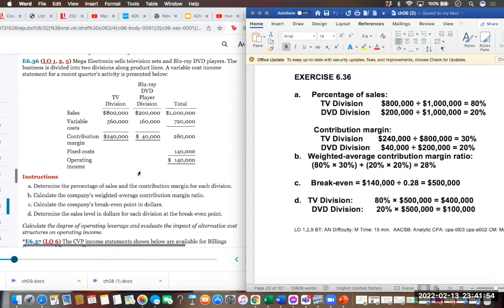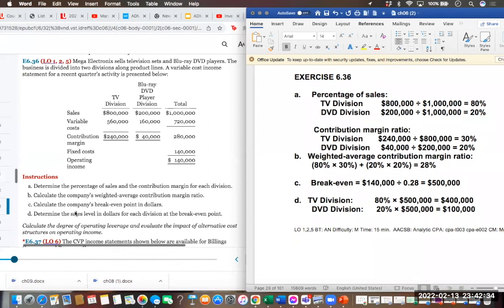What about the contribution margin? Same thing. 240,000 divided by 800,000 is going to give us our contribution margin ratio. And 40,000 divided by 200,000 is going to give us our contribution margin ratio for the DVD players. So that's 30% for TVs and 20% for DVDs. So we have here a percentage of sales, or a sales mix percentage, and we have our contribution margin ratios.